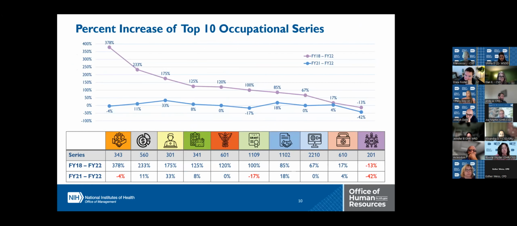We then looked at the growth of the top 10 occupational series over the past 5 years and compared it to the growth in the past years. You can see that although in the previous slide, we showed you that the 601s, the general health science series, had the largest number of SLRPs given out.